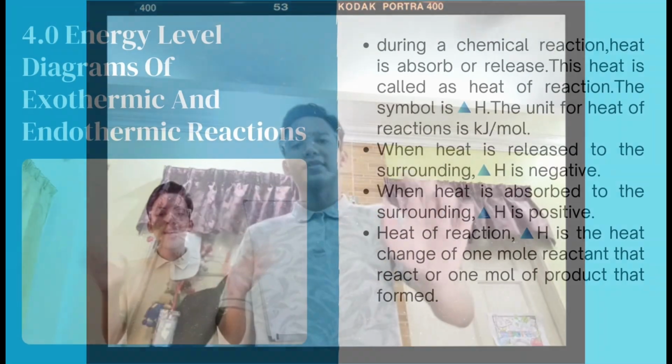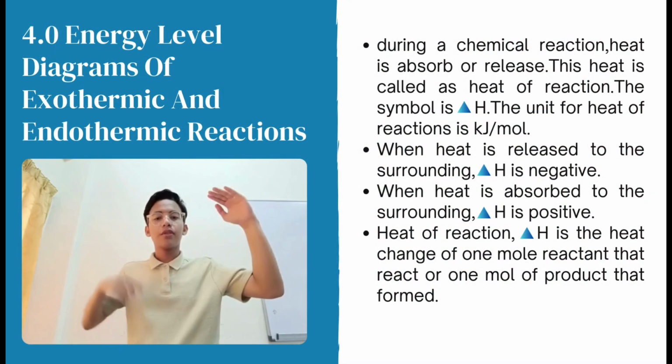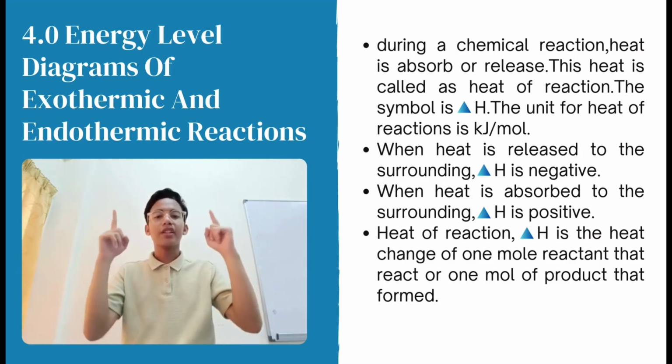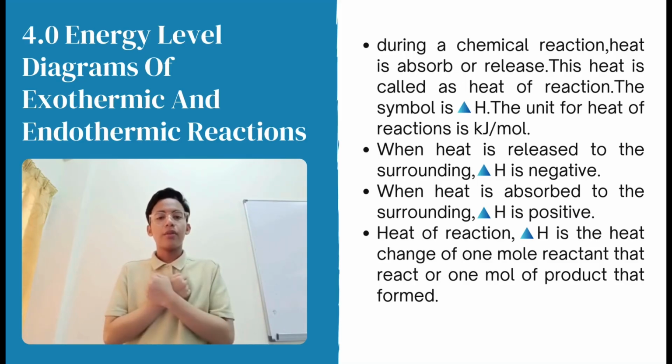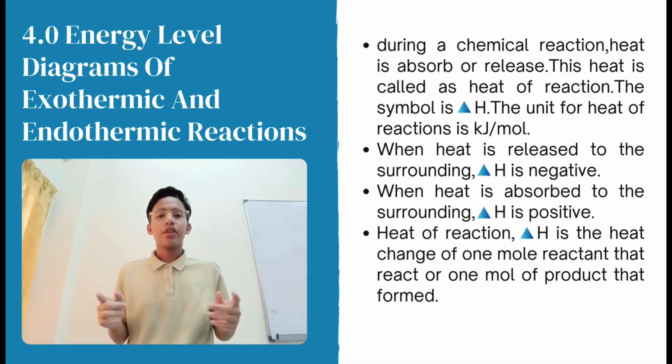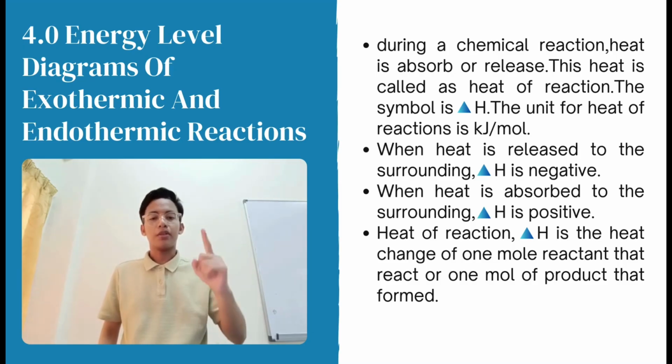Bye bye. Hola. Right now, I'm gonna talk about energy level diagram of exothermic and endothermic reaction. During a chemical reaction, heat is absorbed or released. This heat is called heat of reaction. The symbol is delta H. The unit for heat of reaction is kilojoule per mole.